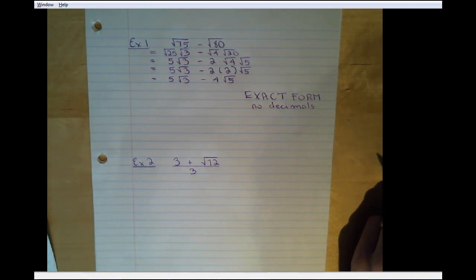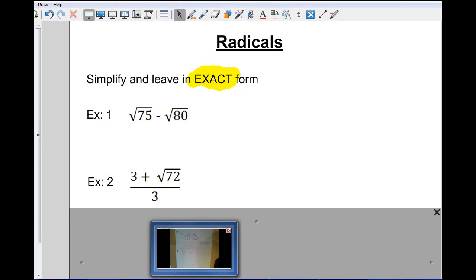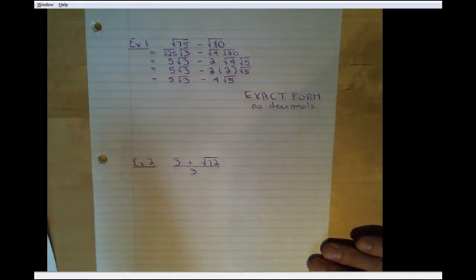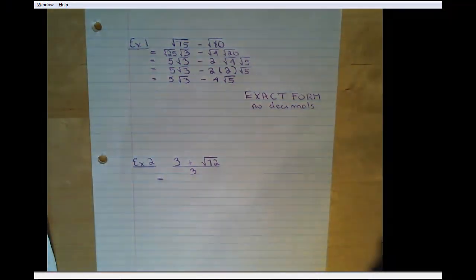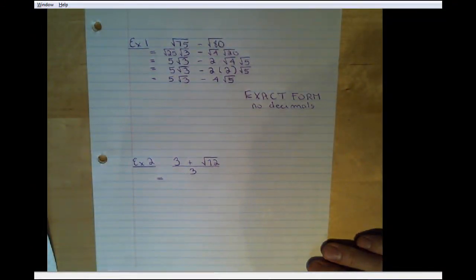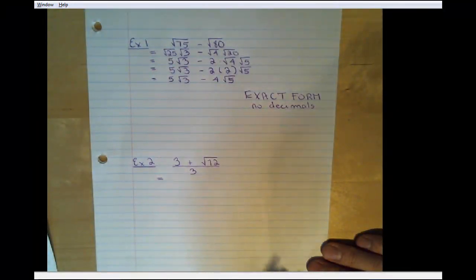Okay, the second example we want to look at would be the following. 3 plus the square root of 72 over 3. Let's try that one. Okay. What do we do with this? Well, you're going to have to take a look at that square root 72 and think of some numbers that multiply to give 72. And the numbers you should think of should include numbers that have perfect squares, if it's possible. Usually is, but not necessarily.